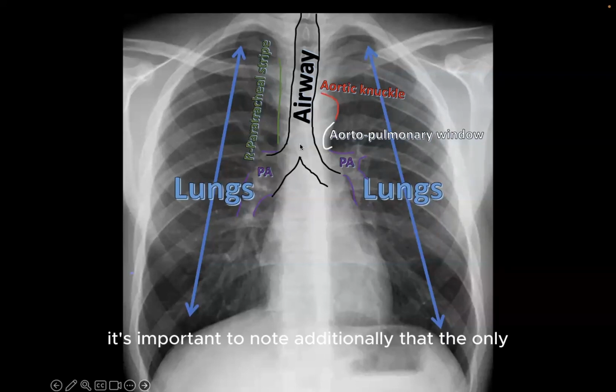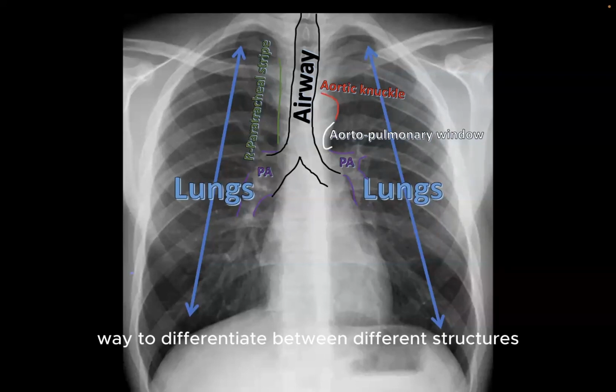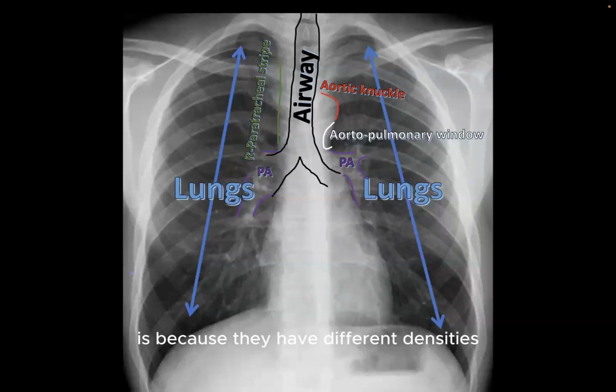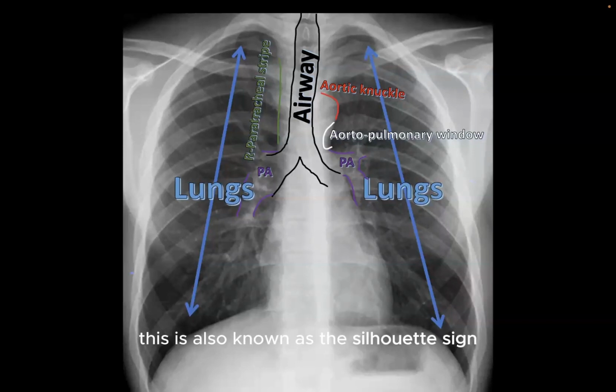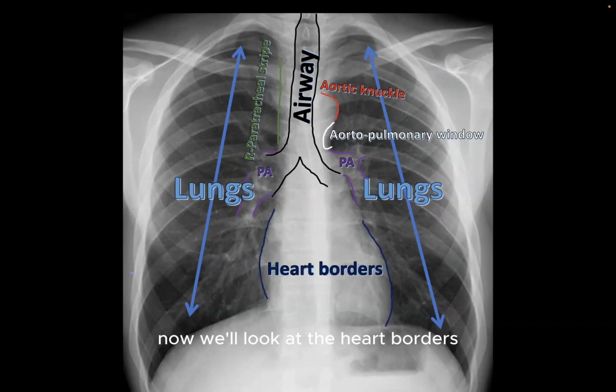It's important to note additionally that the only way to differentiate between different structures is because they have different densities, so for example the aortic knuckle and the air in the lung. With any dense pathology adjacent to any of these structures, we will lose the ability to mark out these structures. This is also known as the silhouette sign. Now we'll look at the heart borders.